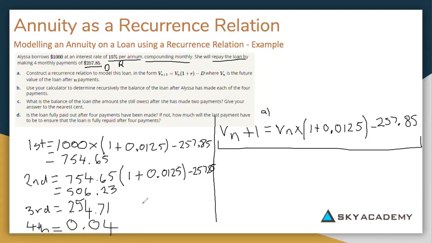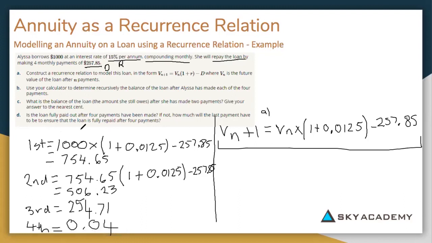So that's how you do the annuity step by step. So that's our first step. You calculate it with the original value of 1,000. Then for our second step, you calculate it with the value you got from your first year. 3rd year, you do the same, and 4th year, you do the same. And so that would be our answer for question B, this part here.